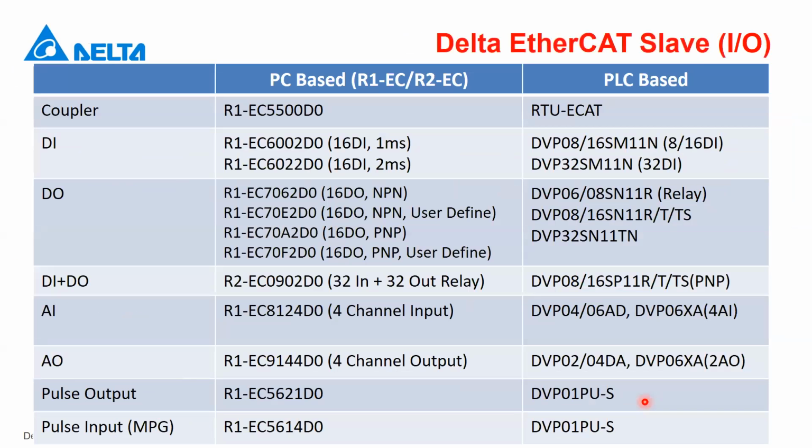Okay, and this page will show you about Delta remote I/O. So EtherCAT remote I/O, we have two portions. First one is for PC-based, and another is for PLC-based. So no matter PLC or PC, we have the coupler. So this one is the most important because all the modules will attach to the coupler.